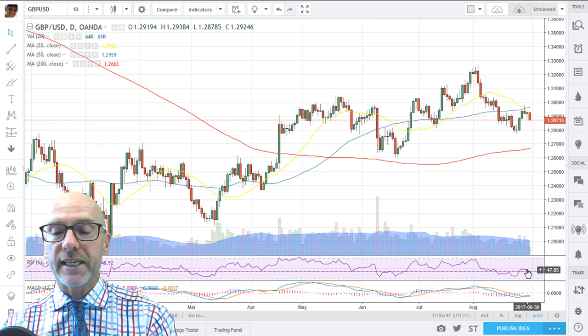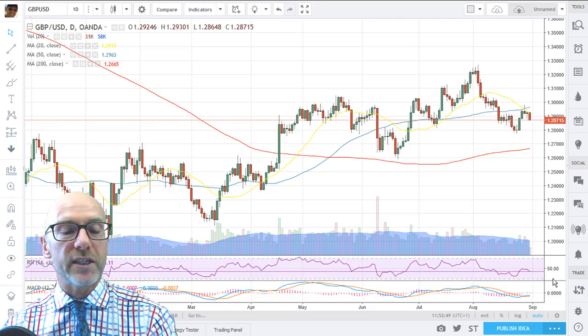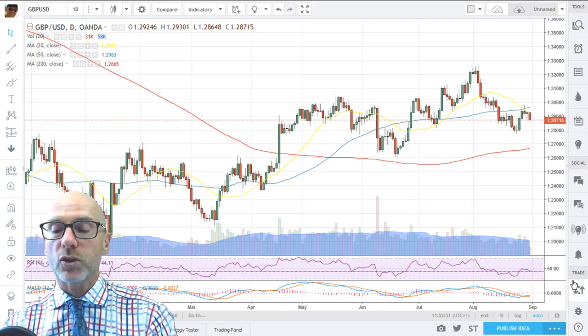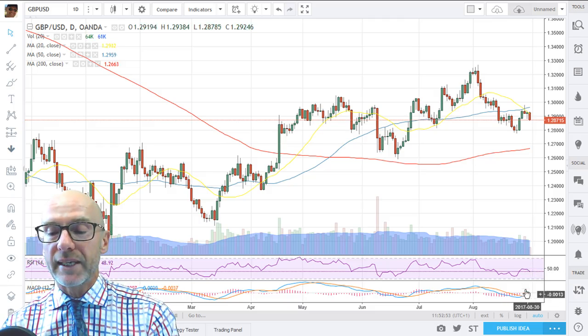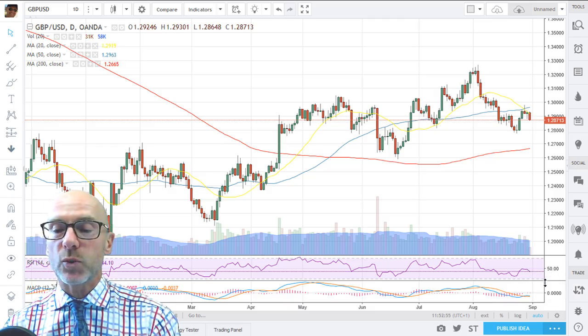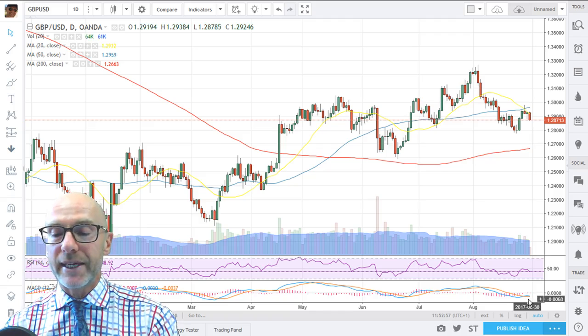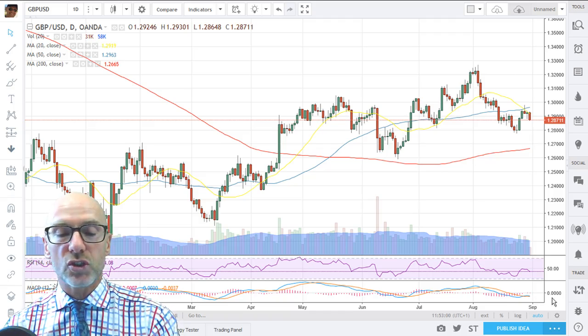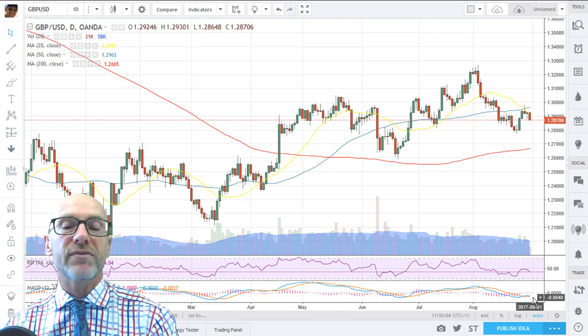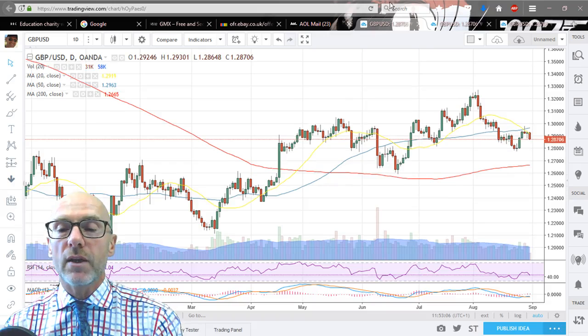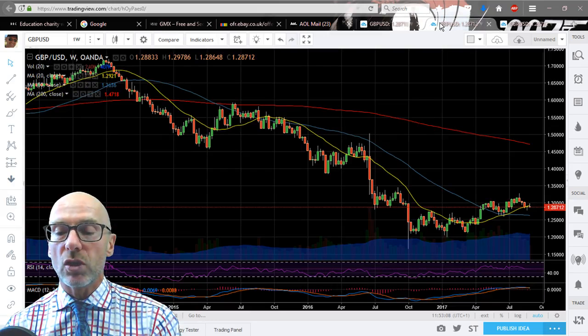The RSI did go up to 50. It's now drifted off again, down at 44.11, and it looks like it might go back into a downtrend. The MACD short term is still marginally above the long term, but they're flat lining. Okay, looking at the longer picture.